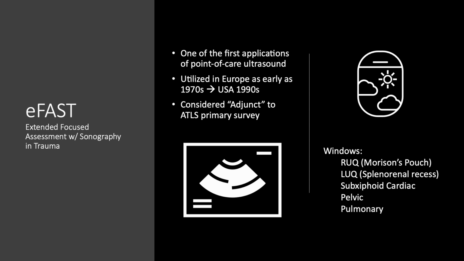The eFAST is now considered to be an adjunct exam to the ATLS primary survey for trauma patients, and a standardized eFAST exam consists of 5 windows: one in the right upper quadrant looking at Morison's pouch, one in the left upper quadrant looking at the splenorenal recess, one looking at the subxiphoid cardiac view for a large pericardial effusion, and specifically cardiac tamponade, a pelvic view to look for pelvic free fluid, and then a pulmonary exam that evaluates for pneumothorax and for pleural effusions to help identify why a patient might be hemodynamically unstable following a trauma.